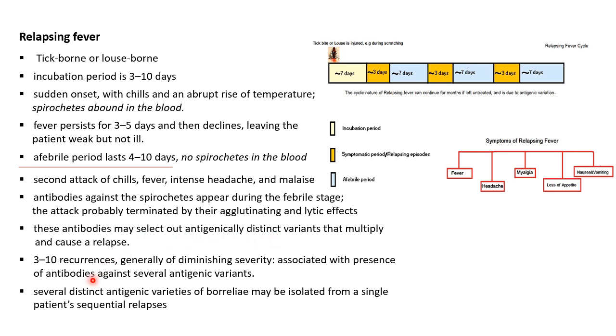So there could be 3 to 10 recurrences, and generally of diminishing severity, associated with the presence of antibodies against several antigenic variants. So the several distinct antigenic varieties of the Borrelia may be isolated from just a single patient's sequential relapses.